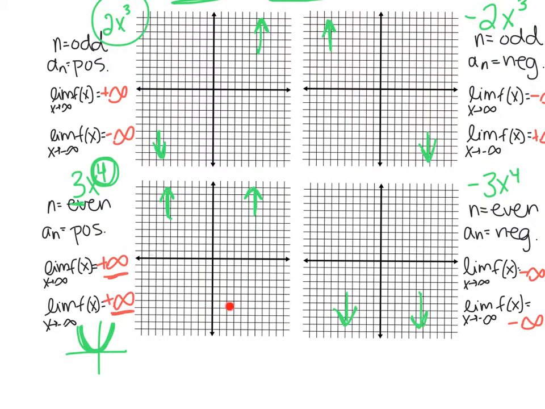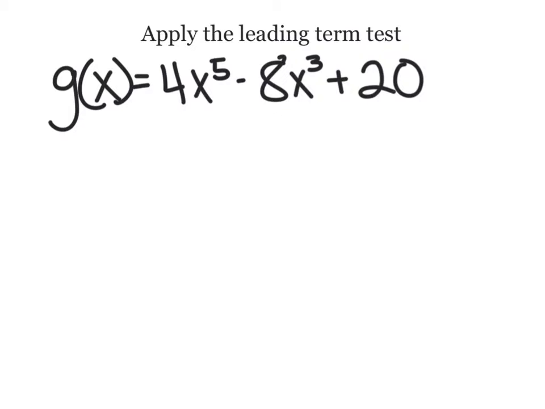Again, we have no idea what's happening in here. We could have some crazy long polynomial, but for now we're just using the leading term test in order to determine what our endpoints are doing. What is the behavior? All right, so let's look at an example.